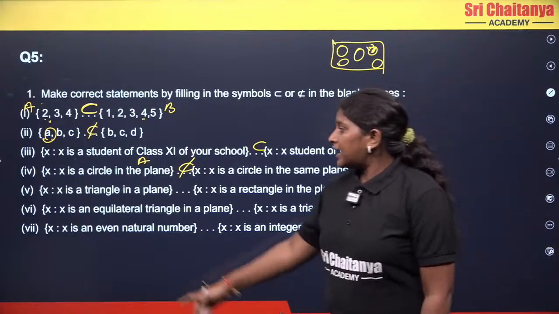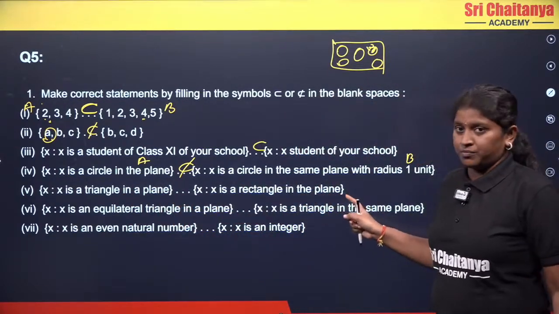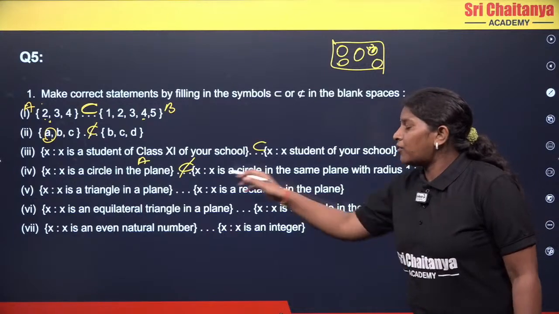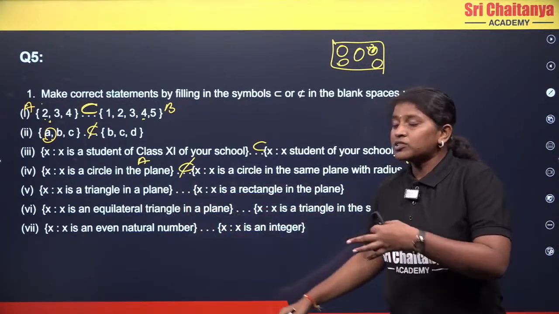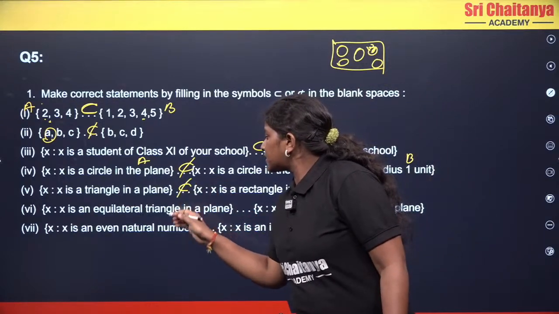Now moving to the next, A is a triangle in a plane and B is the rectangle in the plane. So in the rectangles we are not having the triangles. Why? Because both are entirely different. So it is not a subset.